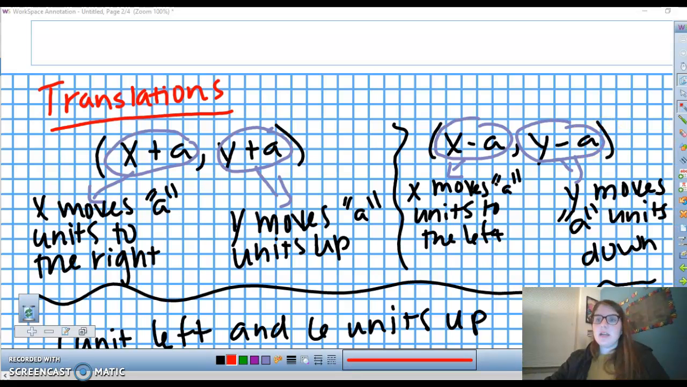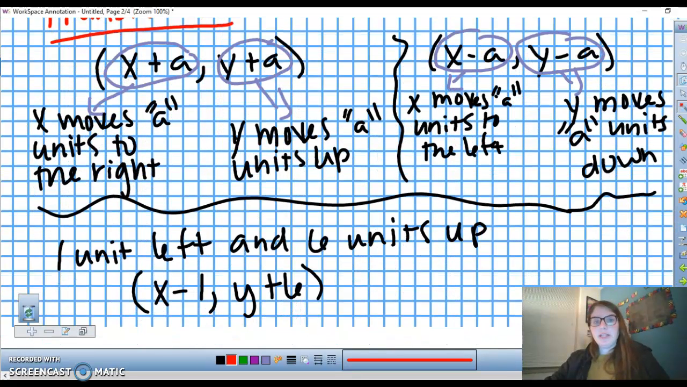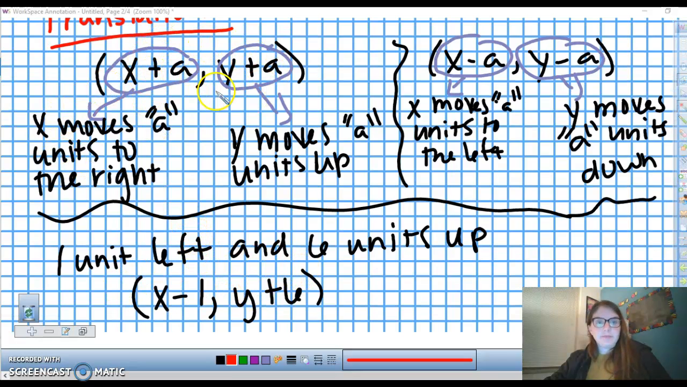The other way they might tell me to translate is they might just straight up say move 1 unit left and 6 units up. I also wrote it how we might see it up here. That would be saying x minus 1 because we're moving to the left, and y plus 6 because we're moving up.